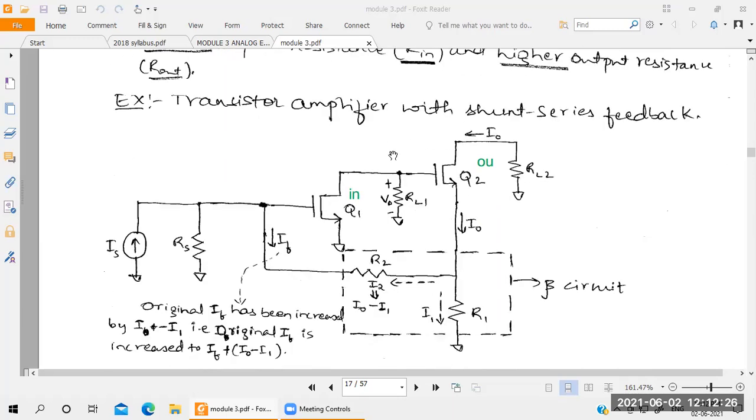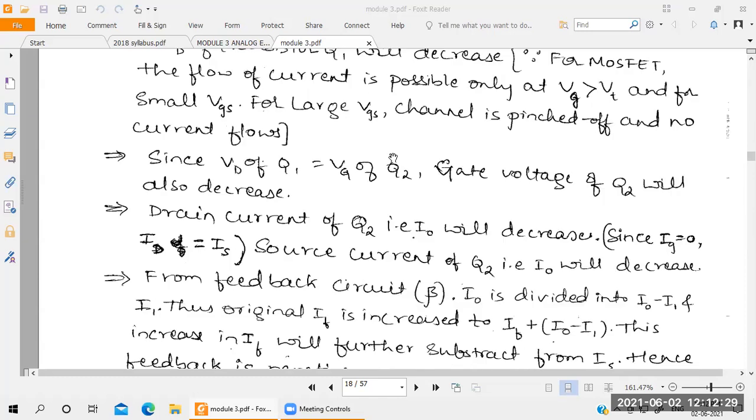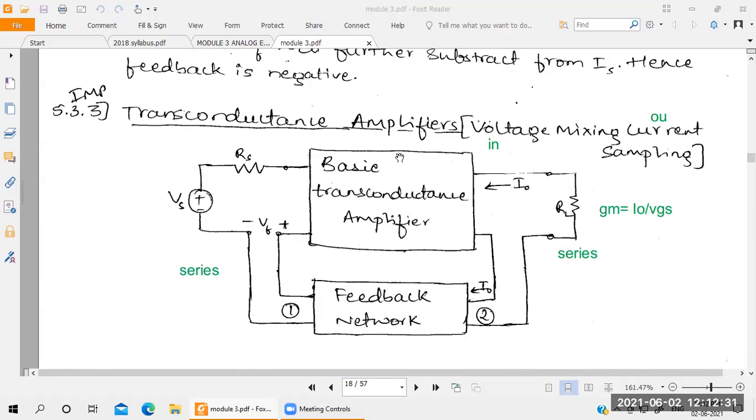Next, you take one more circuit here, the transconductance amplifier. So what is the meaning of transconductance here? What is the meaning of transconductance? Transfer the conduction from power supply to ground. Power supply to ground.